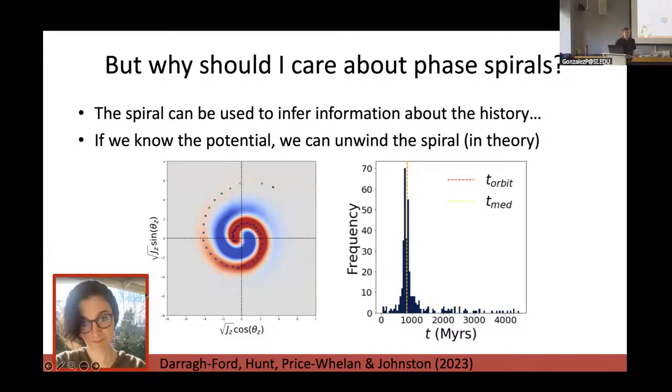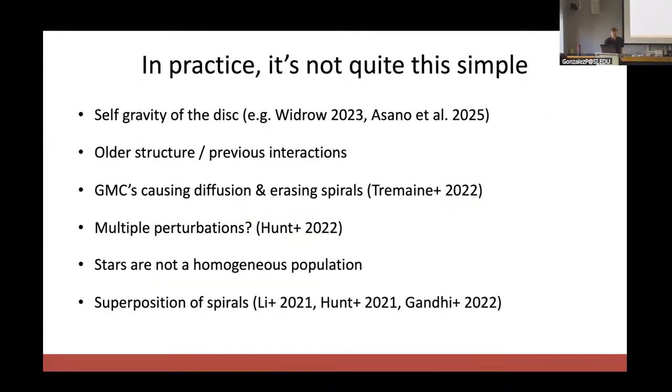So as an illustration, from a former graduate student at Stanford who sadly left the field, this is an idealized case. We have a single impact on a test particle disk, so nothing else going on, no self-gravity. You hit it, you let it ring, you generate this spiral. Well, you can track all these stars back in time to unwrap the whole thing, and you can infer the time that the perturbation happened. And so in this idealized case, Elise recovers the correct time to within about 5 million years, which is great. Now, in practice, it's not quite this simple.